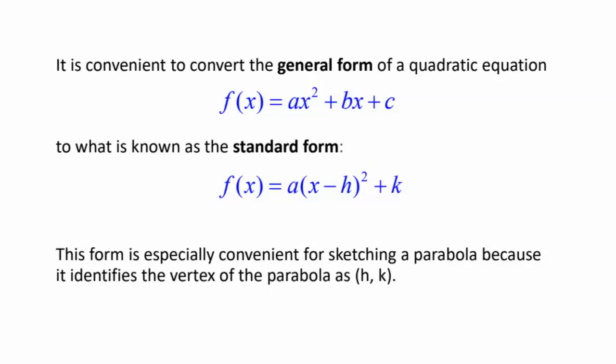All right. So again, we've been dealing with quadratics in general form, which is ax squared plus bx plus c. But now we introduce the actual name of this form, a(x minus h) squared plus k, which is called the standard form. And we love this form because just by looking at it, we know a lot of details. We know that h and k is the vertex of the parabola.